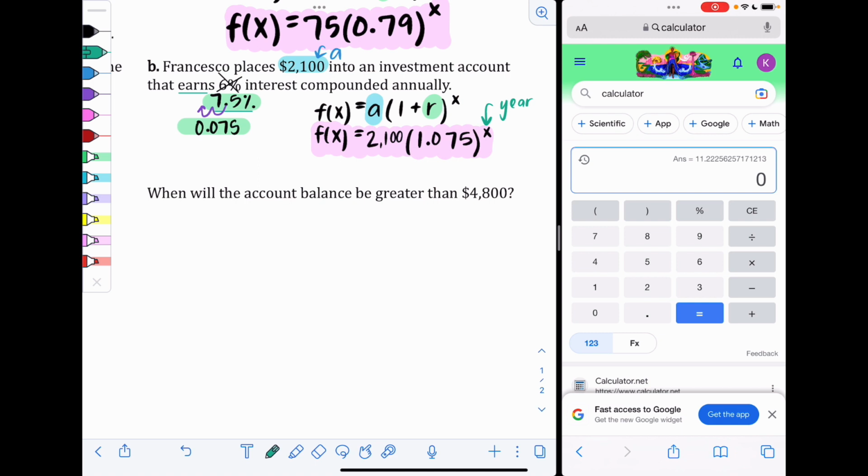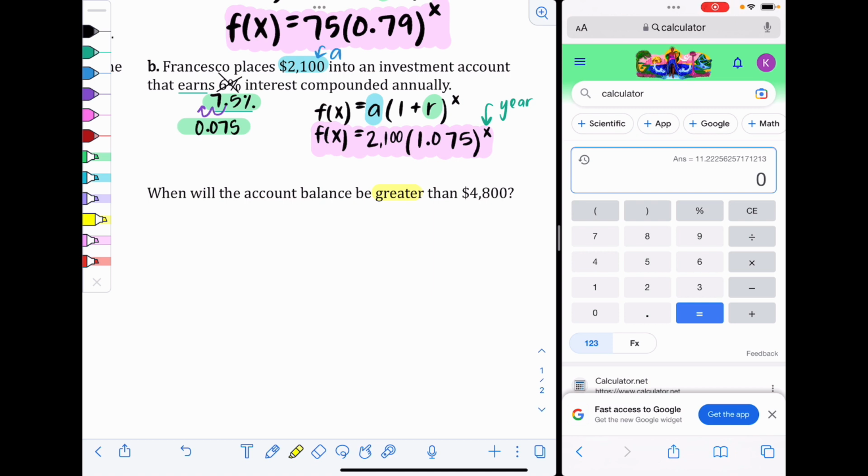Okay, so for the next part, when will the account balance be greater than 4,800? So that word greater is an indicator word for an inequality because it doesn't ask when will the money in the account be exactly 4,800. It says when will it be greater. And so we wouldn't use an equal sign, we use some sort of inequality symbol.